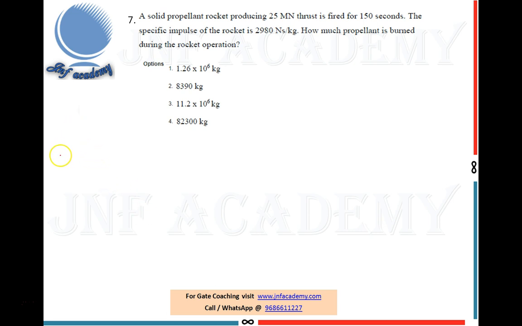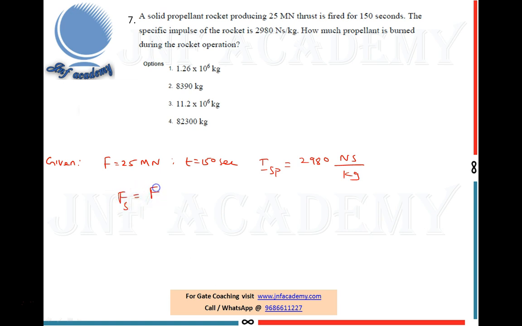So let's, as usual, write in the given information. F is equal to 25 meganewton, T is equal to 150 seconds, and ISP is given equal to 2980 Newton second per kg. So now let's first write what the specific thrust is for this particular operation. They have given only thrust. Let's calculate what the specific thrust is.